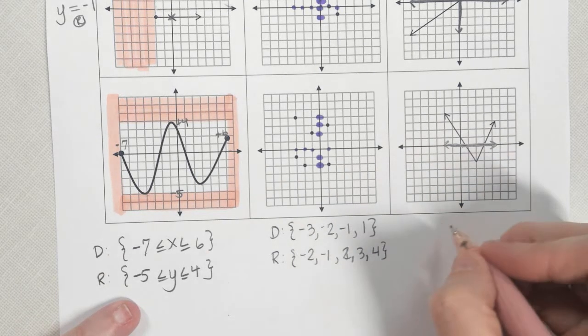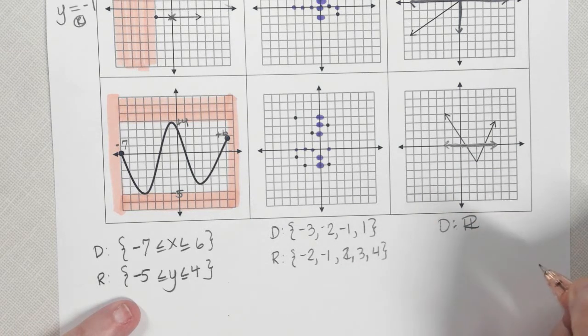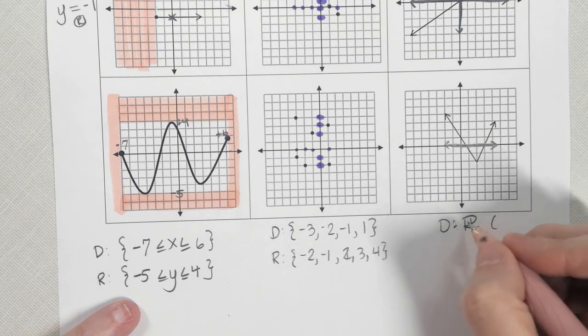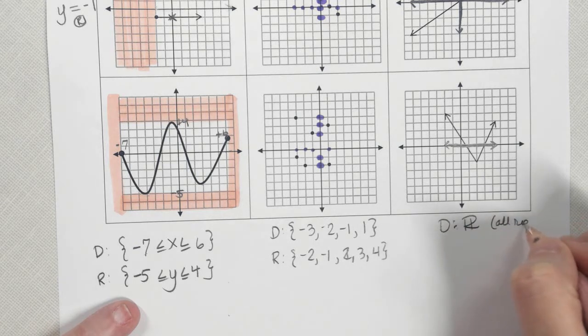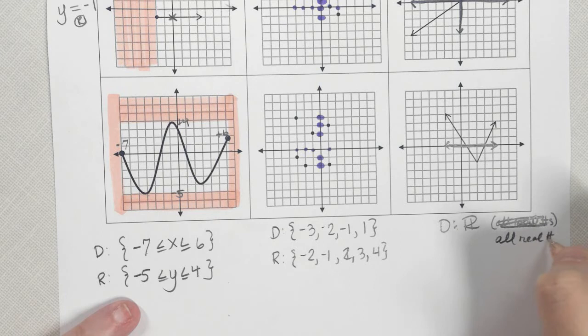That means all of the x values I have here, my domain, is all real numbers. Remember that funny R is all real numbers. Just pretend that is crazy looking. Okay, let's rewrite that. All real numbers.